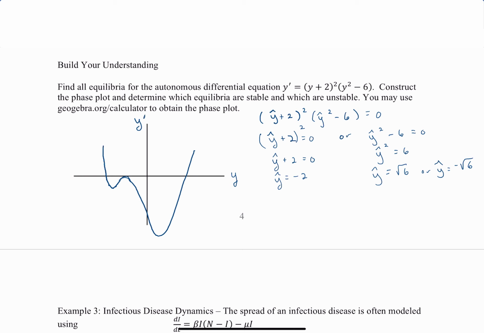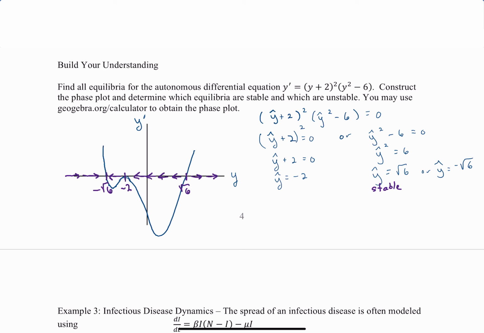Our equilibrium points are the places that the graph crosses the horizontal axis, which is going to be at negative root 6, and at negative 2, and at positive root 6. Now putting the arrows in, let's see, negative root 6 is a stable equilibrium because the arrows are pointing towards it.